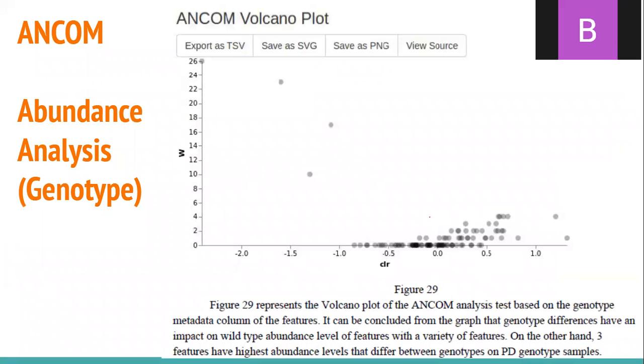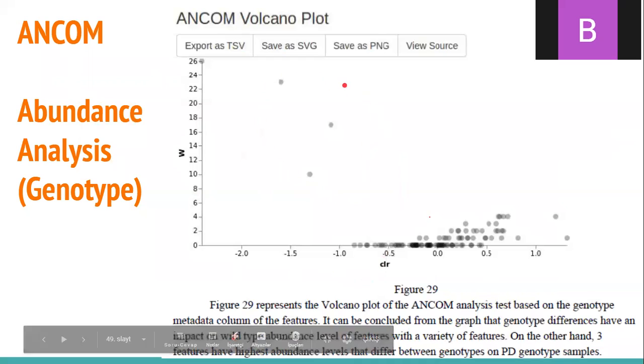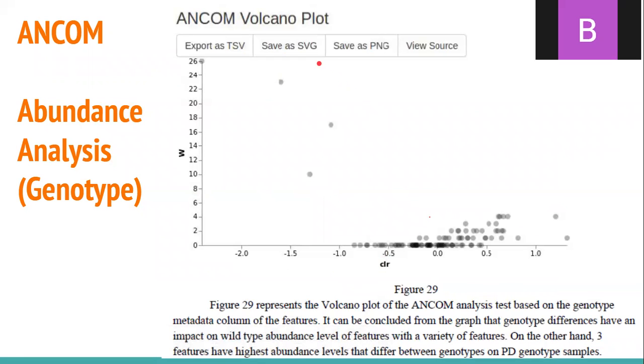So for the abundance analysis, we have used ANCOM, which is a volcano plot method. This is used for the abundance analysis of the genotype. This figure is for the genotype only and shown on the volcano plot. It can be seen that only 3 features here have the highest difference in abundance. This means that they're abundantly different between the genotypes compared to the others.